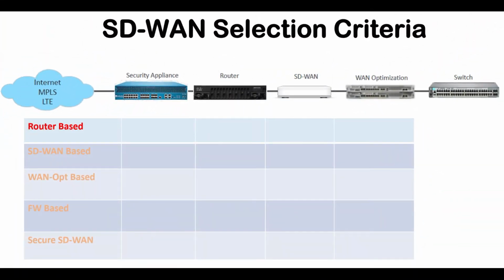So, as mentioned, there's 5 different SD-WAN vendors or models. These are vendors who got into SD-WAN from different starting points. The first 4 you will see who have bolted SD-WAN onto their existing architecture. The first is the router-based model.